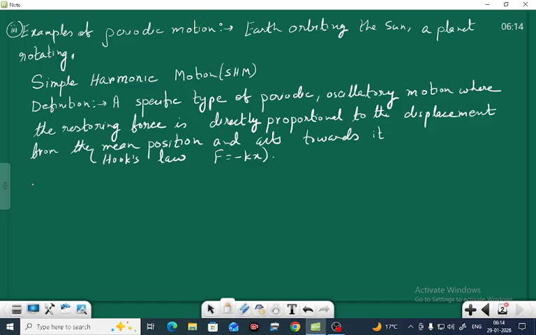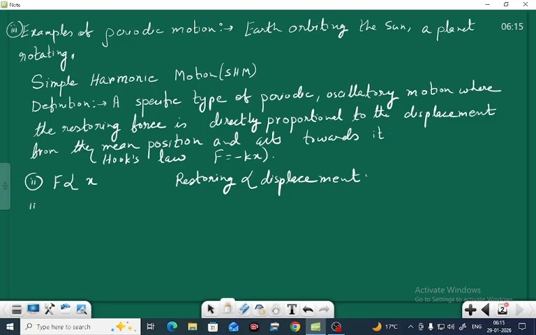Or you can say in this way that force F is directly proportional to x. That is, restoring force is directly proportional to displacement. You have to remember this one also: restoring force is directly proportional to displacement.